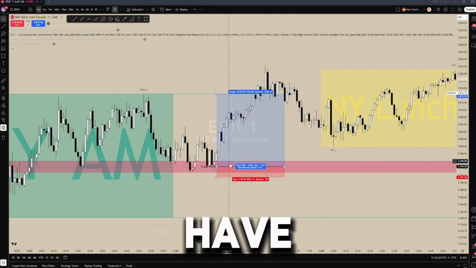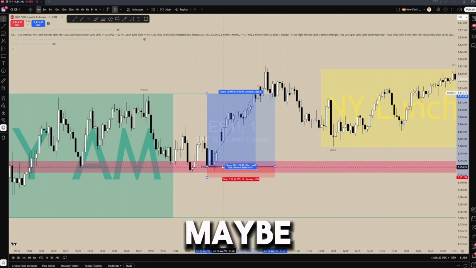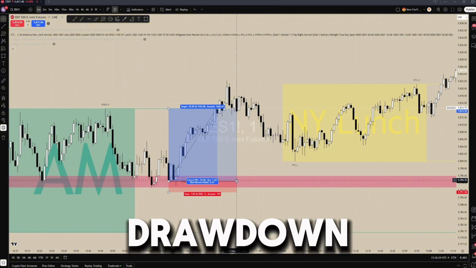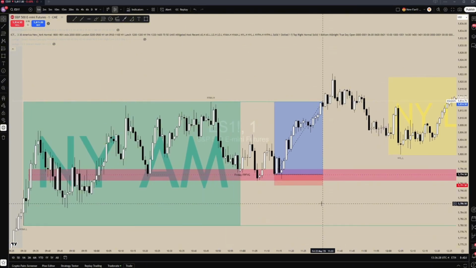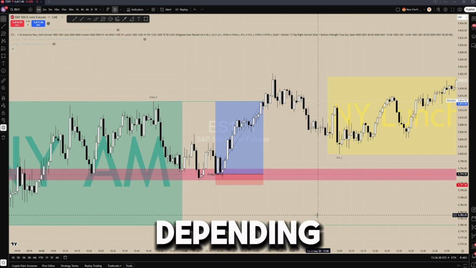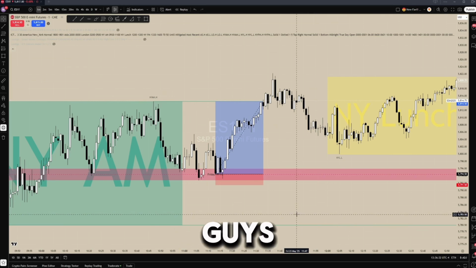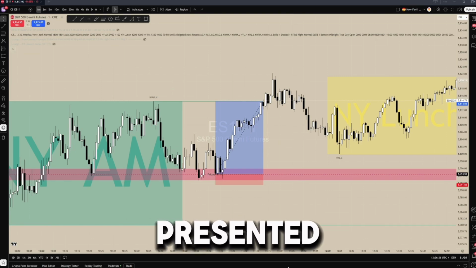Absolutely gorgeous. You wouldn't have gone into barely any drawdown if you got in maybe right here. You wouldn't have gotten into any drawdown. You would have hit a 6.67 RR. And you probably would have been done for the day, depending on how you sized it. There you go, guys. Daily first presented fair value gaps.